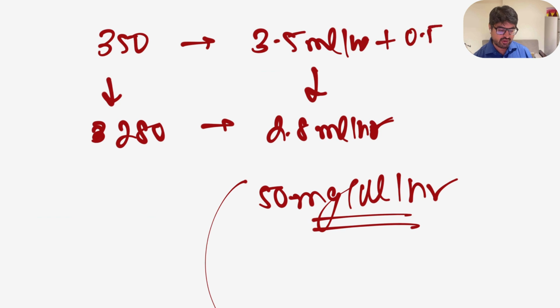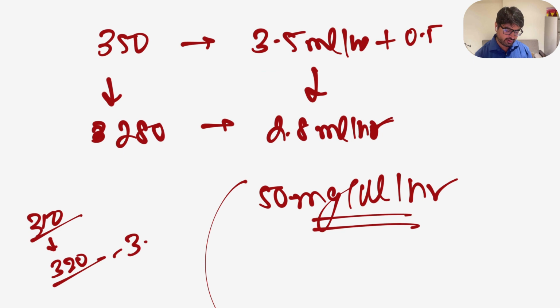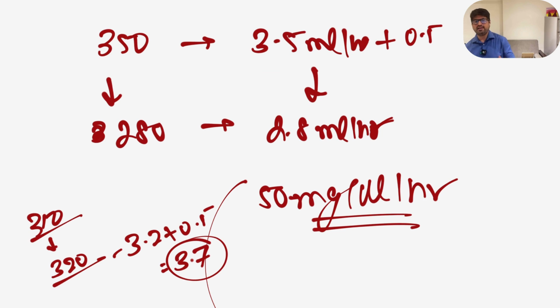So let's say the patient's blood sugar was 350, but after 1 hour it is still 320. So instead of 3.2, I add 0.5. It is 3.7, right. So that is how you typically can increase it.